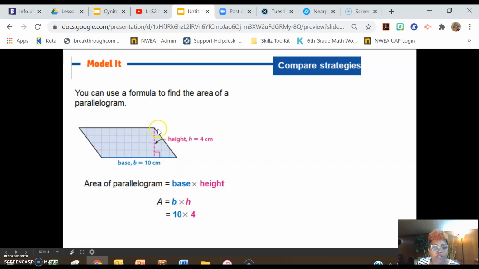And then our height is 4 centimeters. So then we have to replace the height with 4. So now we have our formula, and then we replace that formula with our numbers. So now we can calculate the area.